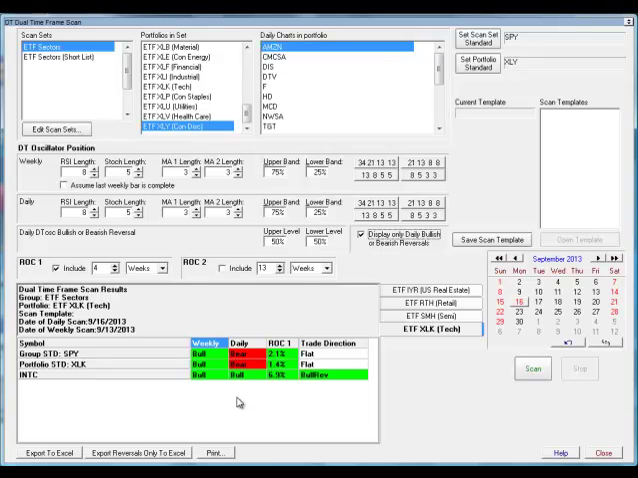That's the DT dual time frame scan that combines a lot of different factors from prior scans that we have, and I think this is the scan you would use every day, particularly if you're a stock trader.